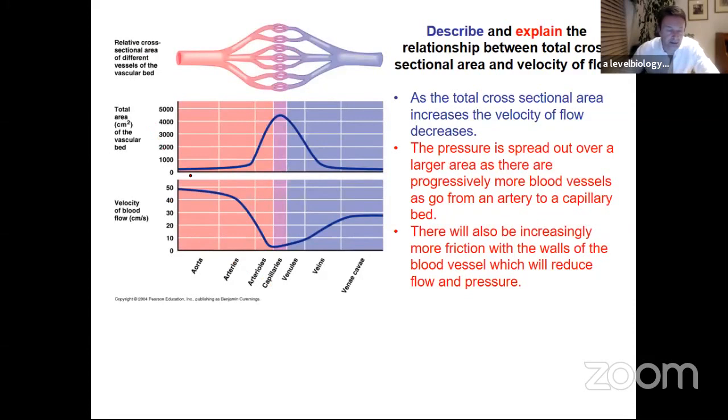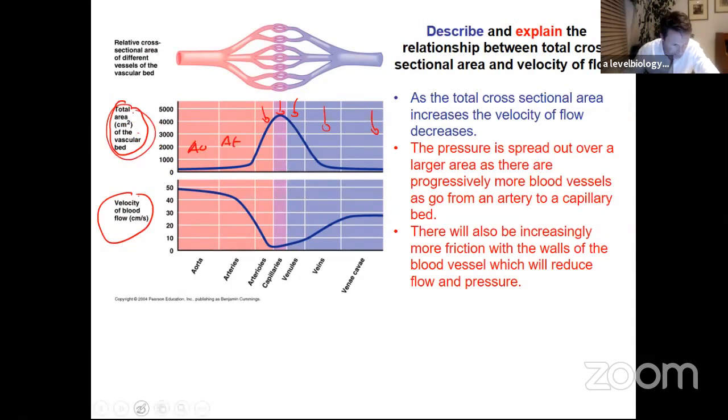Okay, this sort of graph comes up now and again. So this is the total area of each part. So this would be arteries, aorta, arteries, then arterioles, then capillaries, then venules, then veins, and then back into the vena cava. So you have velocity here, and then the cross-sectional area here.